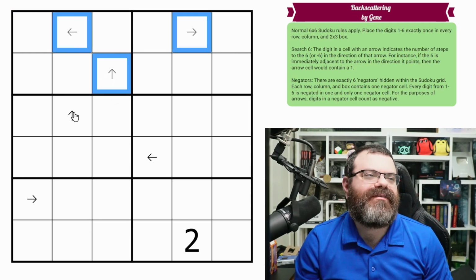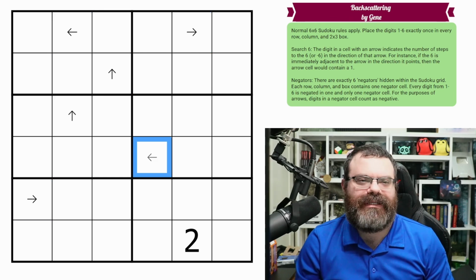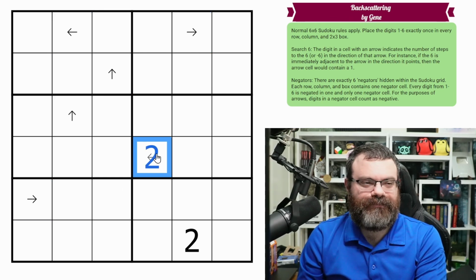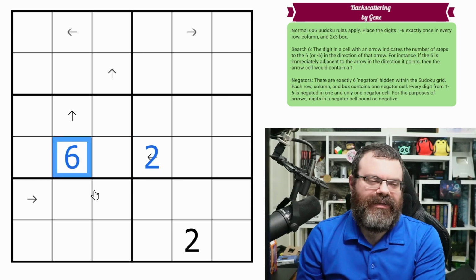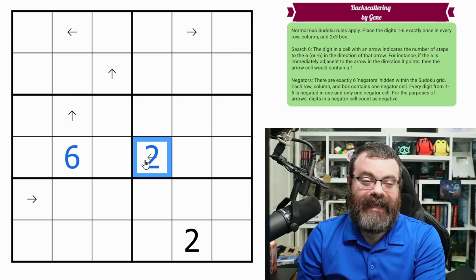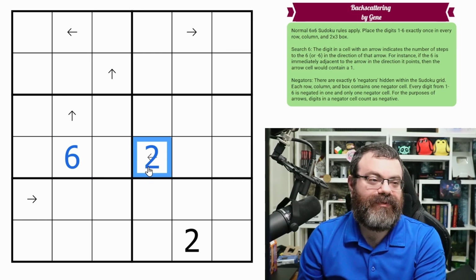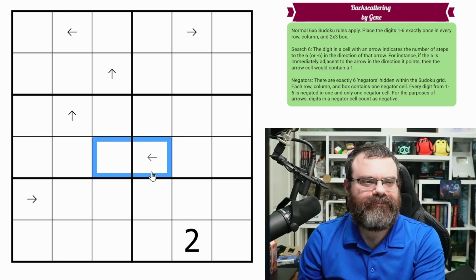We also have these arrows in the grid. These are called search 6 arrows. So let's say this arrow here, whatever digit goes in this arrow, say a 2, you look in the direction of the arrow, you count 1, 2, and you put the 6 there. So it counts how many cells away in that direction the 6 is. So if this was a 3, the 6 would end up here. If this was a 1, the 6 would end up here.